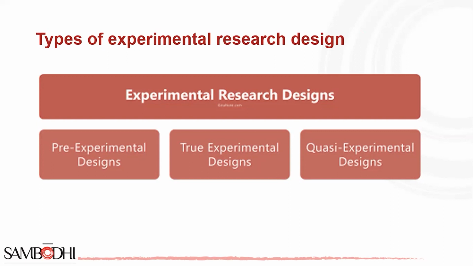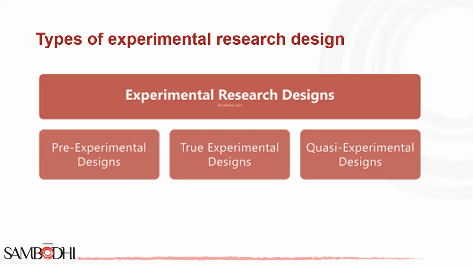Last is the Solomon four-group design, a combination of the previous two methods. Subjects are randomly selected and assigned to four groups. Two groups are tested using each of the previous methods, and hence you get your desired results. This is also a very accurate way to do your research.